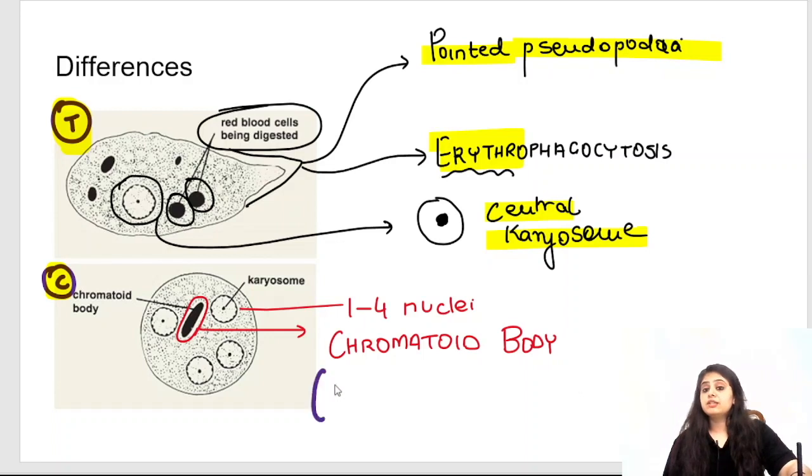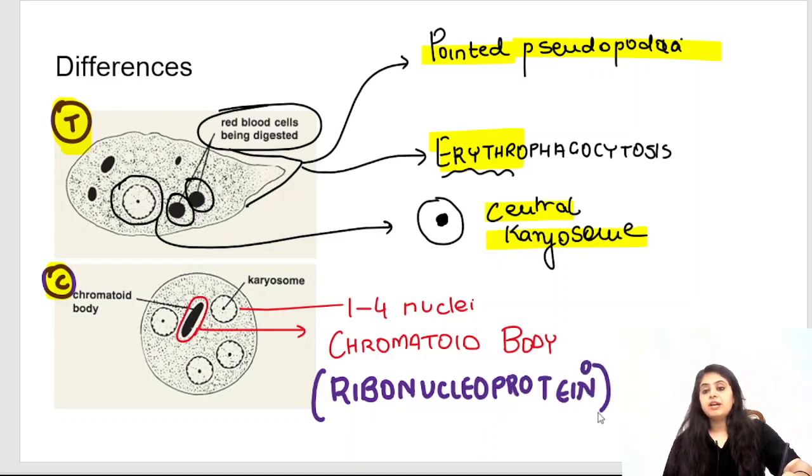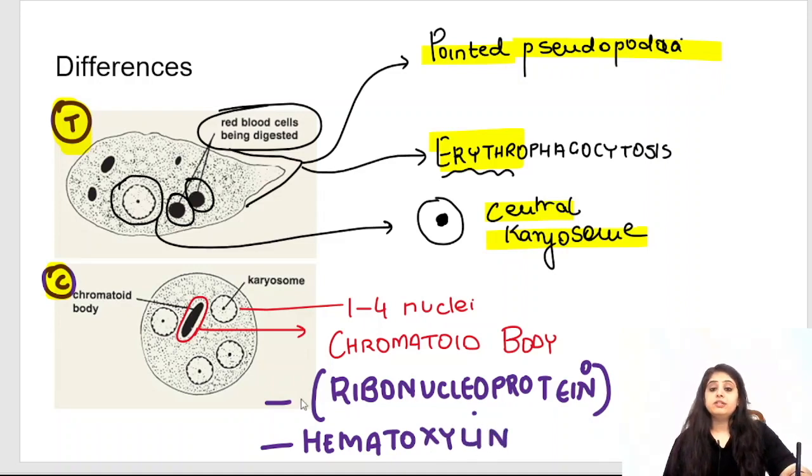That's also a question that has come up in the exam. What is a chromatoid body made up of? It is made up of ribonucleoprotein. Chromatoid body is made up of ribonucleoprotein, and if you want to know the stain for it, it is stained with hematoxylin. Hematoxylin is going to be the stain for a chromatoid body. 2 very important and previous year questions. Made up of what? Ribonucleoprotein. What is the stain? It is the hematoxylin stain which gives it a color, and it's a single thick body.